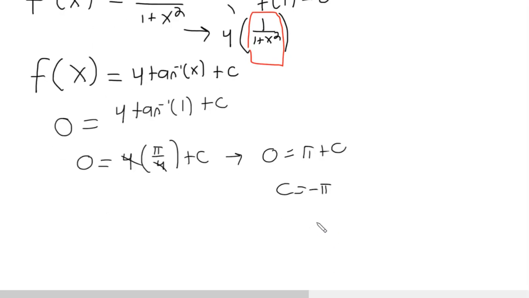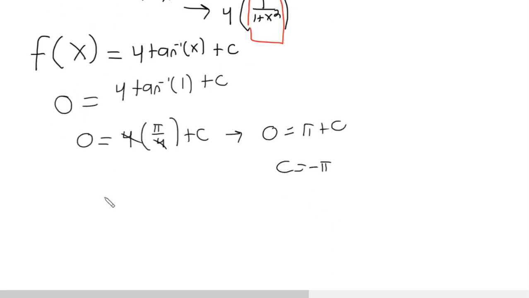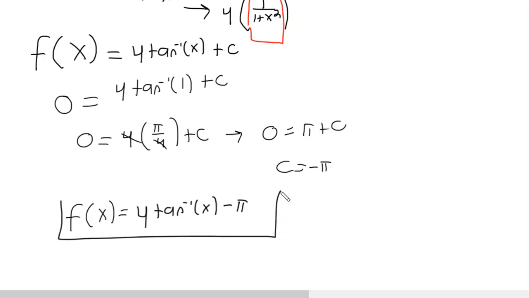So now my final answer, it's going to be what I had before, but now I have a value for c. So it'll be f of x. F of x is equal to 4 inverse tangent x. And then instead of that c, I'm just going to put negative pi. So you could say plus negative pi, but I'm just going to say minus pi. And all I did there was I just specified what that c value was. And that's all there is to it.